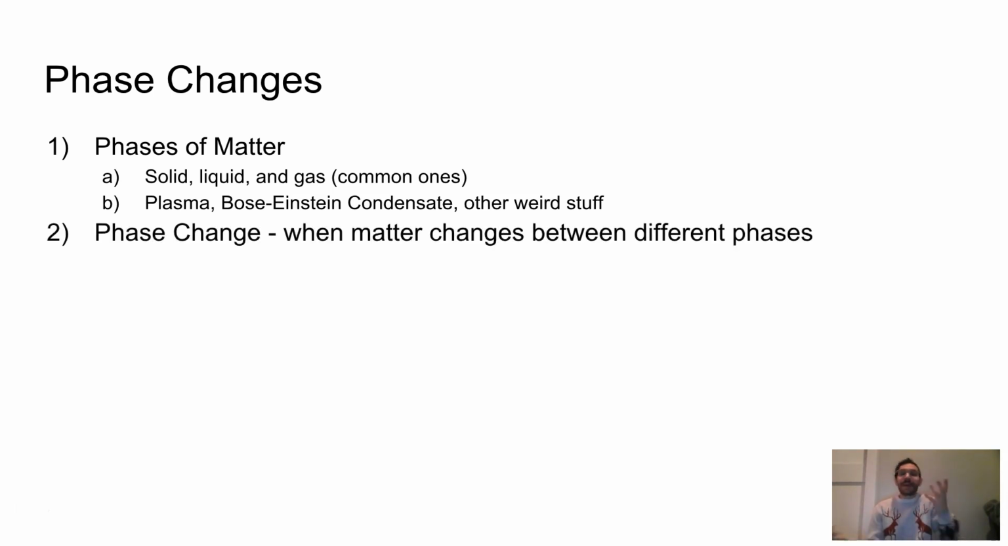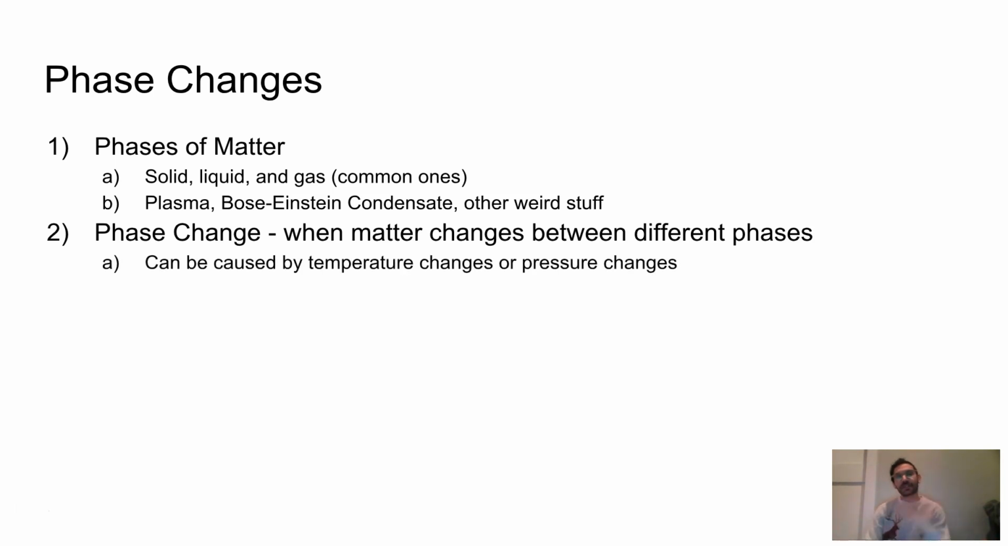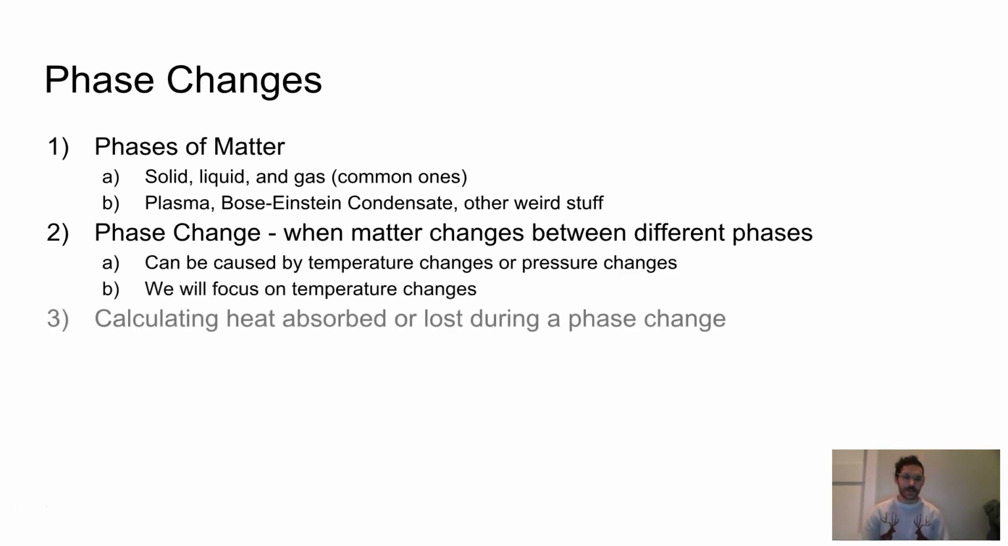Phase changes are when matter, as I said, changes between these phases. So if a solid becomes a liquid, melting, that's a phase change. If a liquid boils to form a gas, that's a phase change. These can be caused by either temperature changes or pressure changes. If you squeeze on most substances with high enough pressure, they will form a solid. Water's different, and that makes water a badass. We're going to focus on temperature changes and not pressure changes so much.